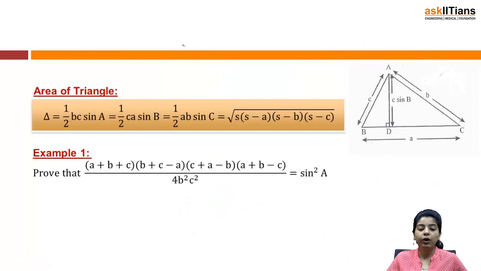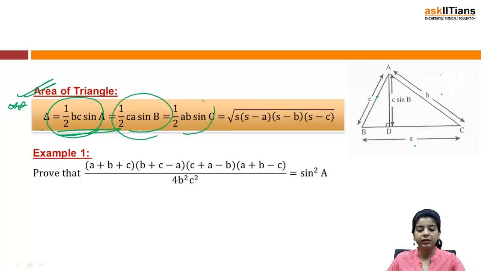Now we have the area of a triangle. This is also important. Now we have this triangle ABC, and the usual notations a, b and c are the sides. Then the area is equal to ½ bc sin A, equal to ½ ca sin B, equal to ½ ab sin C, which is equal to √(s(s−a)(s−b)(s−c)).